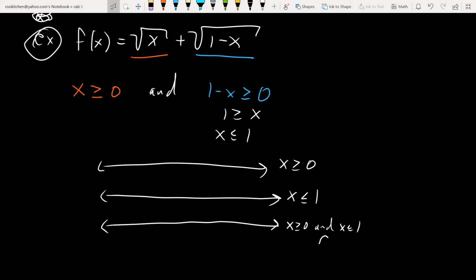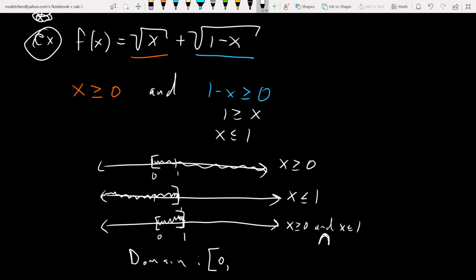Sometimes we use the horseshoe symbol for and. Okay, so here is 0. x greater than or equal to 0 is everything beyond there. Here is 1. x less than or equal to 1 is everything in the other direction. And then the intersection is the overlap. So it looks like they are overlapping from 0 to 1. They both have 0, they both have 1, so we include those and write that with the bracket symbol. So at the end of the day, the domain is going to be the closed interval from 0 to 1.